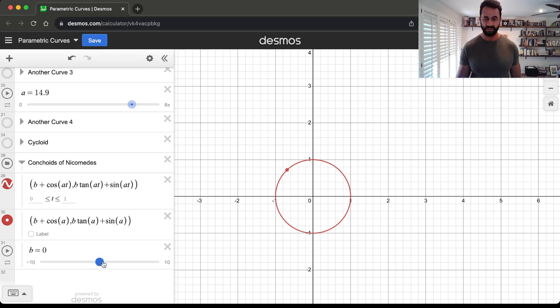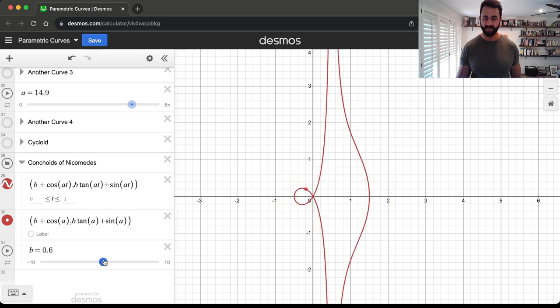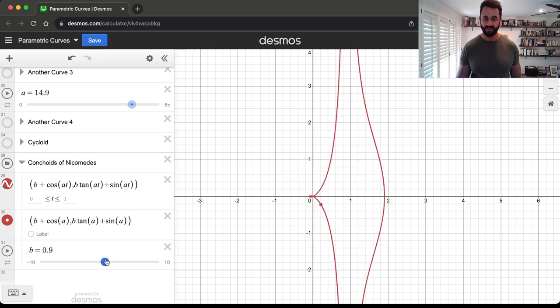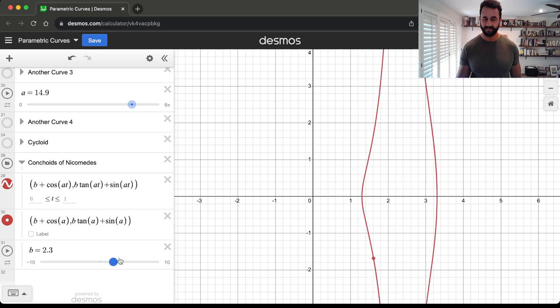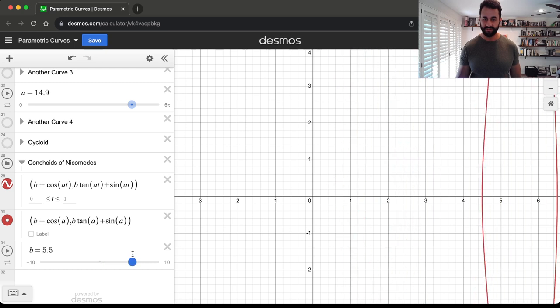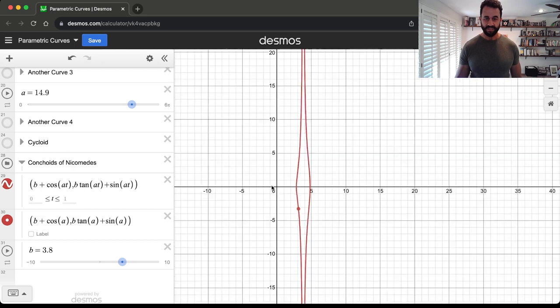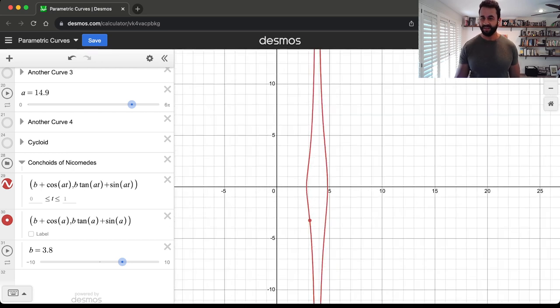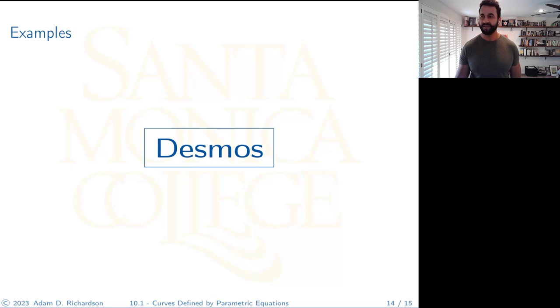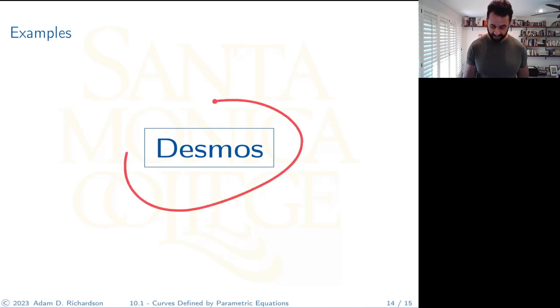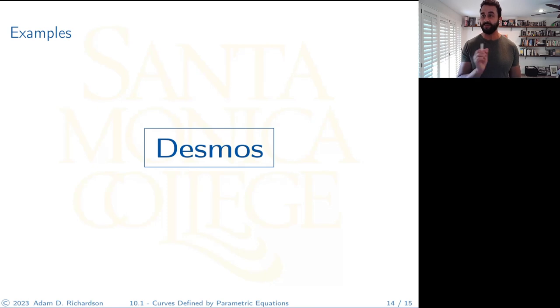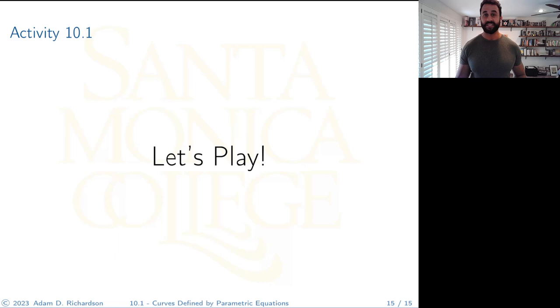All right, so here's another one that's kind of fun to play with. When do you get those loops? Under what conditions do you get those loops? And they kind of move along. Okay, so I think I'll leave it at that. Let me go back to the slides for a minute. Okay, so those are the Desmos examples. I encourage you to just play around with them. Remember, you can go to this link, move them around, change the parameters, change the variables, see what happens, have fun.